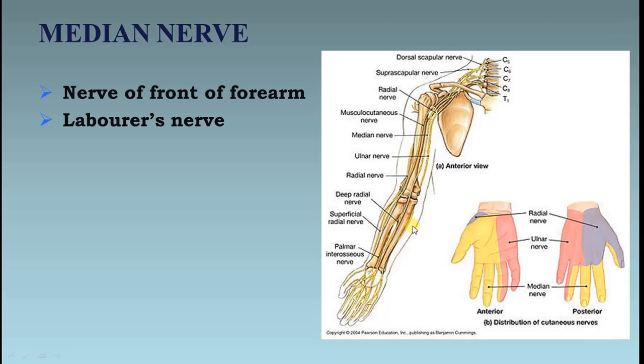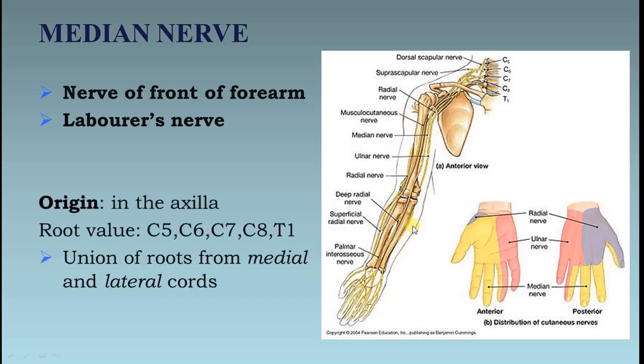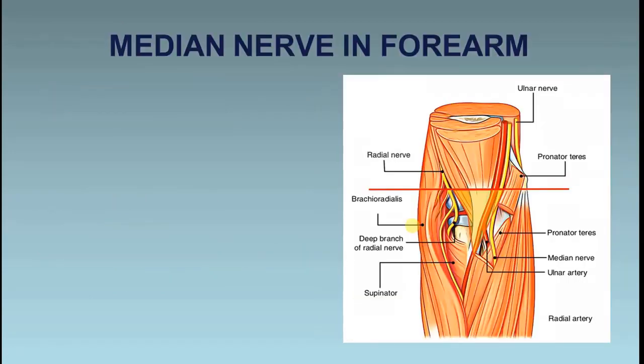Because it supplies most of the flexor muscles, and you all know that flexor muscles have anti-gravity and more powerful action. Okay, so you know what all the jobs or work a laborer does. For him, the flexor muscles are indispensable. So the nerve supplying the muscle is the median nerve. That is why it is called the laborer's nerve. Okay, so that is the origin for you, as I have earlier mentioned: C5, C6, C7, C8 and T1.